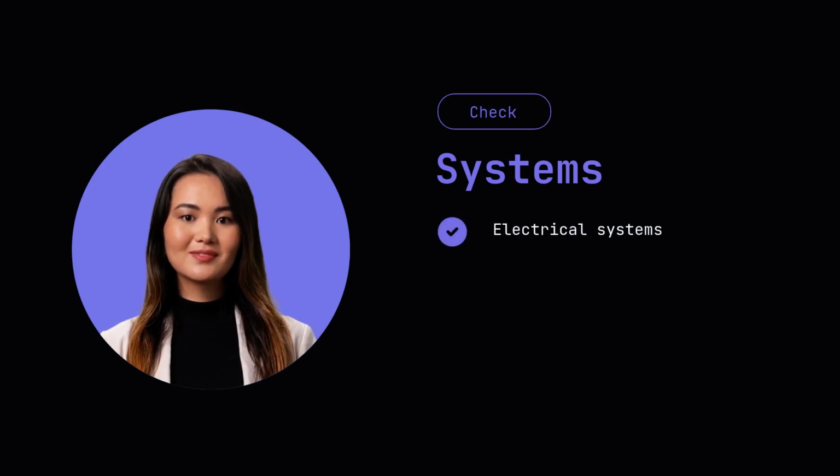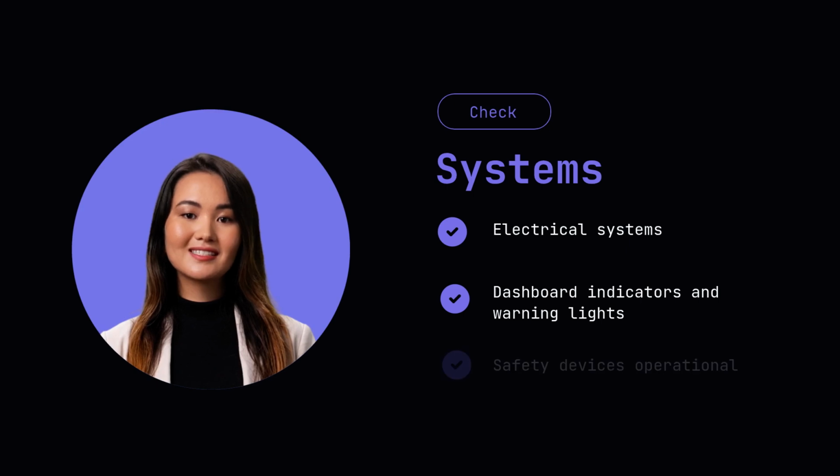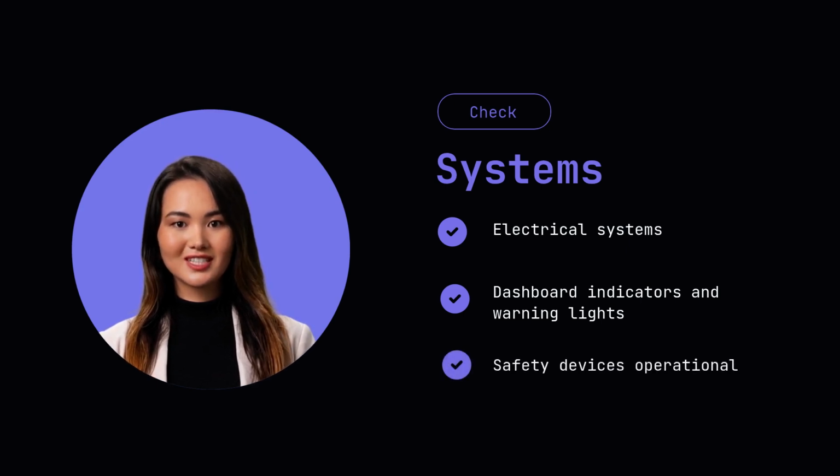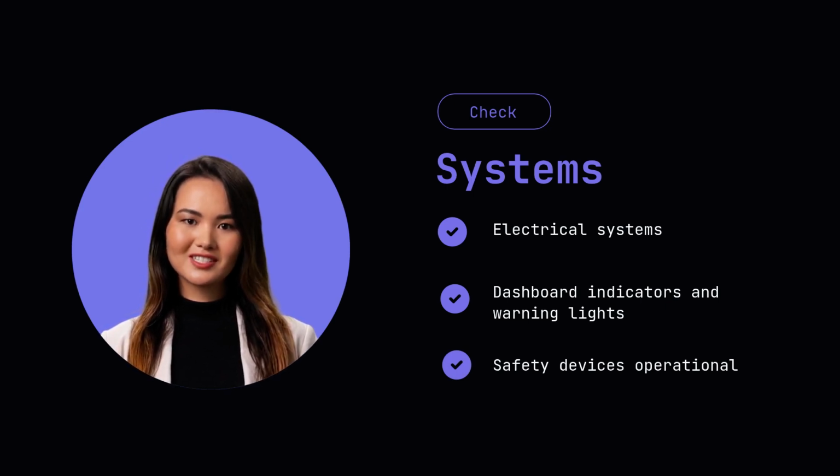Check electrical systems and controls for functionality. Ensure dashboard indicators and warning lights work properly. Safety devices like seatbelts and emergency stops must be operational. Verify the legibility of data plates and warning labels. These checks are critical for operator protection and compliance.